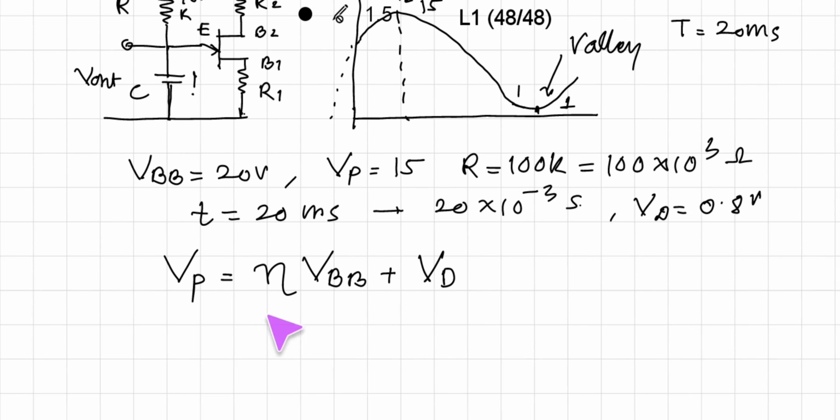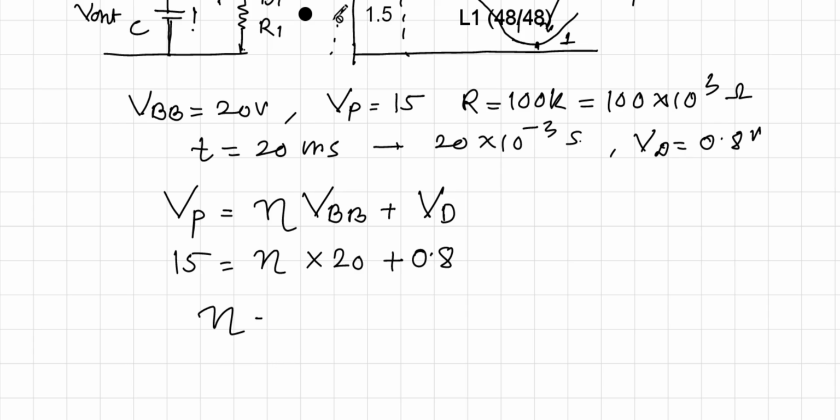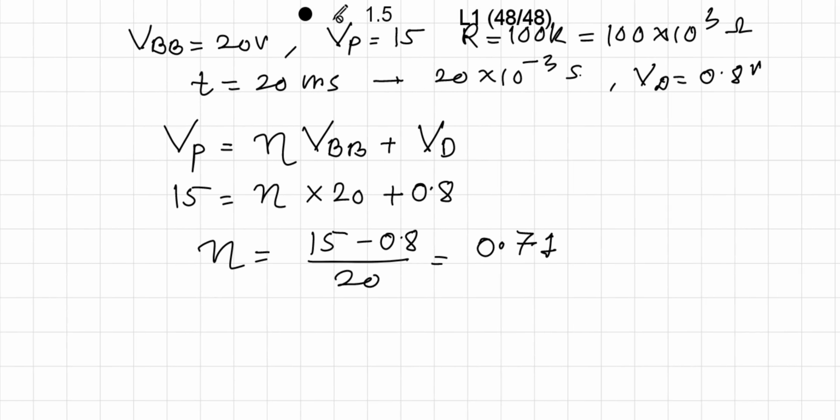Putting the values, we get VP is 15 volt, which is given, equal to eta into VBB applied, that is 20 volt, plus 0.8 volt. From this we can find the intrinsic standoff ratio eta is equal to 15 minus 0.8 divided by 20, and that is equal to 0.71. So we got this.